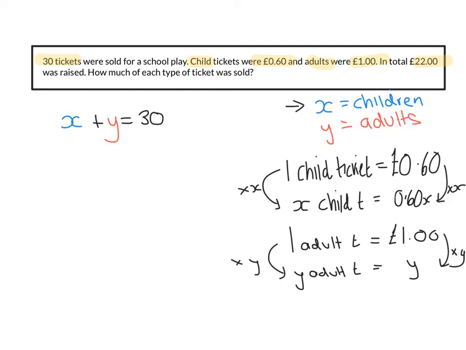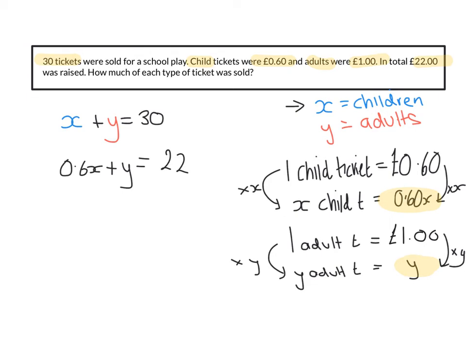Now I know that when I add these together, that's going to give me the total amount of money that I've raised. So I know that £0.60x, or I'm going to just put 0.6x now, we don't need that extra 0, plus y, so that was these two numbers here. When I add those together, I'm going to get the total amount that we made, which was £22.